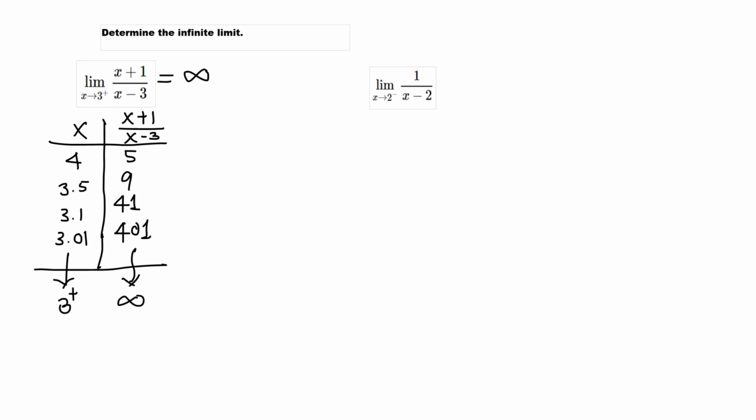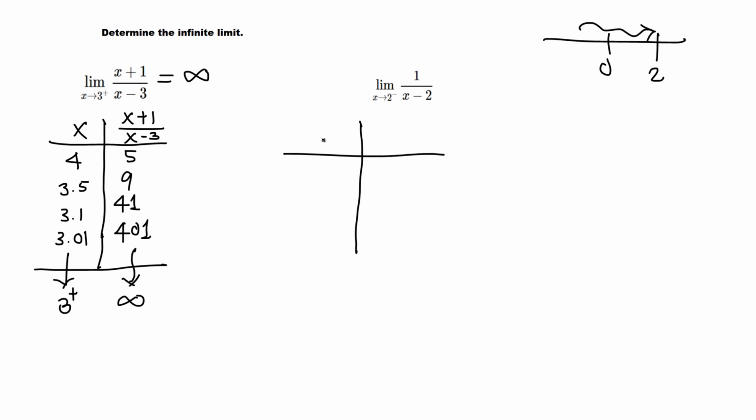Here x approaches 2 from the left side. So here is 0, 2. Approaching 2 from the left side means we can start from 0 and go very close to 2, 1.9, etc. So let's create this table. x, y value is 1 over x minus 2, and approaching 2 from the left side, so we can start from 1, then 1.5, 1.9, 1.99. So we designed these numbers to approach 2 from the left side.